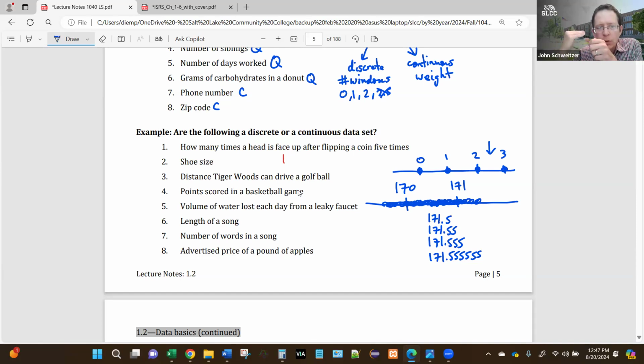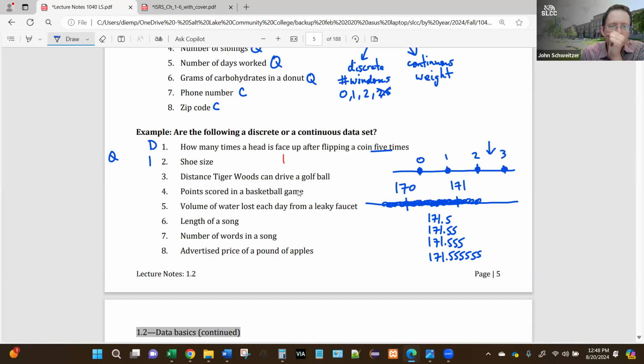Okay, so let's work through these next 8. It might take me a couple of extra minutes, but let's just work through these real quick. Each of these 8 are quantitative. Some are discrete, some are continuous. Let's think about flipping a coin 5 times and counting the number of heads. Well, you can get 0 heads, 1 head, 2, 3, 4, 5 heads. You can't get 2.3. So this is discrete.